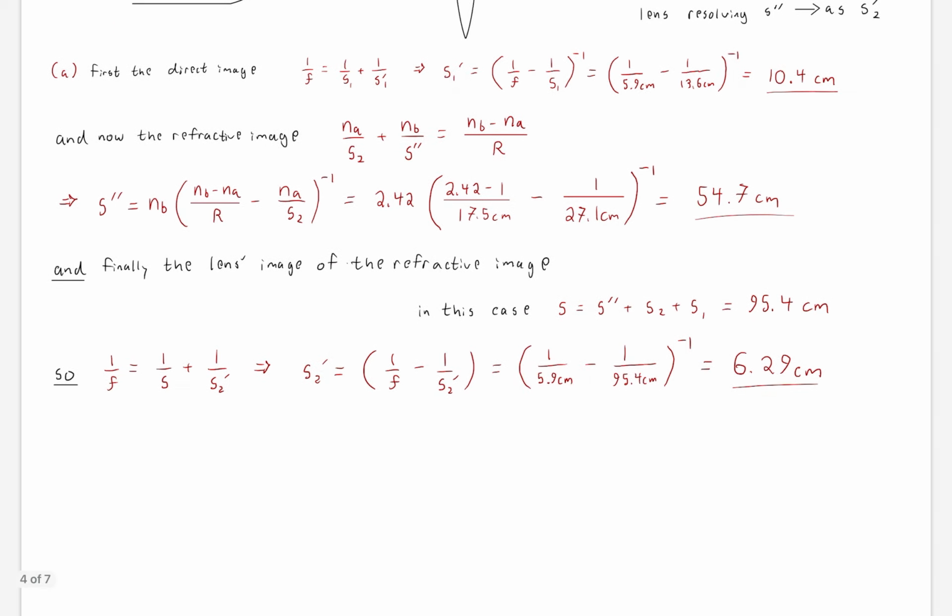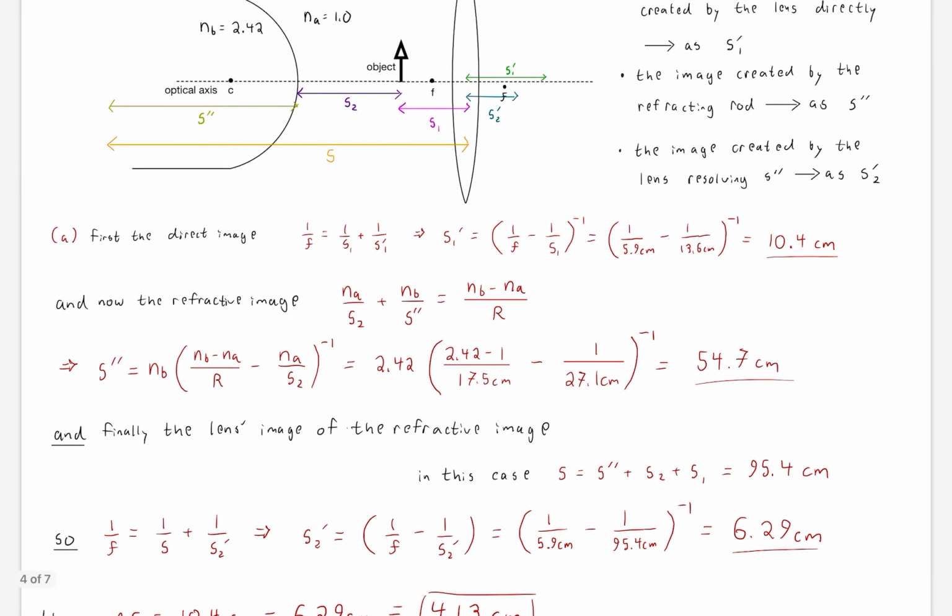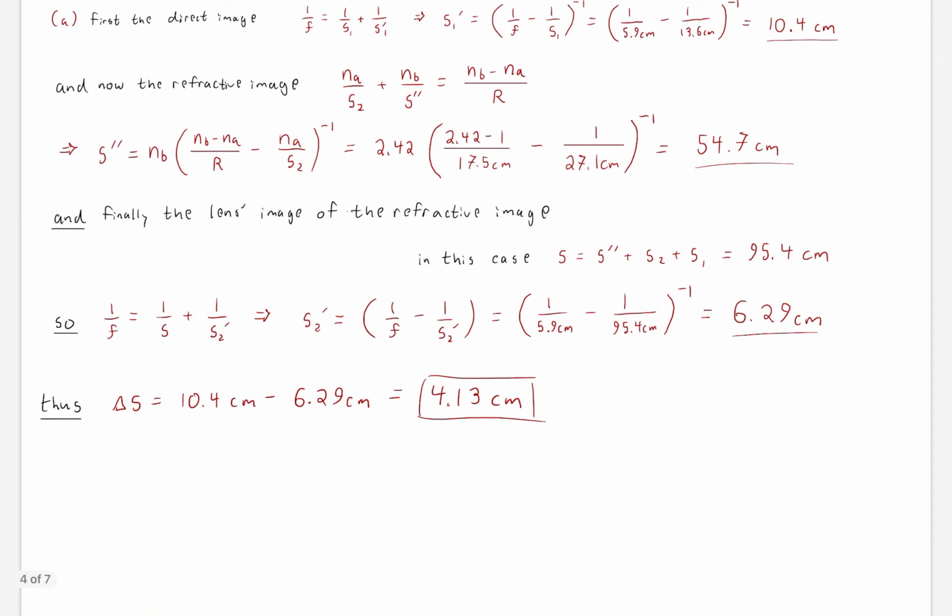All right, and so we were asked to compare between them. So the difference between the image distances, 10.4 centimeters minus 6.29 centimeters, is 4.13. So that's this distance right here. That is our delta S. And I should probably call that delta S prime because they're images after all, but I obviously just called it delta S.